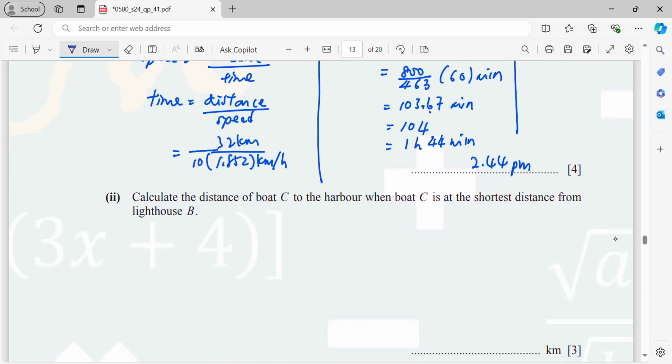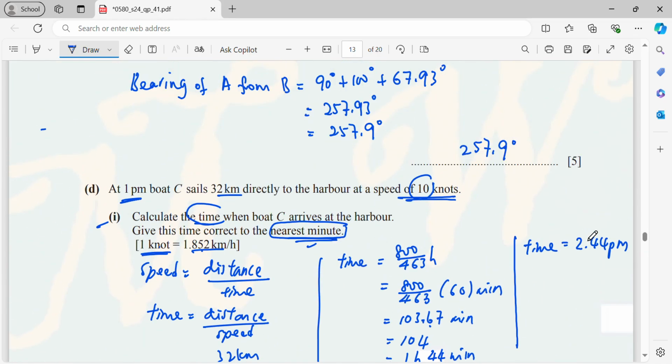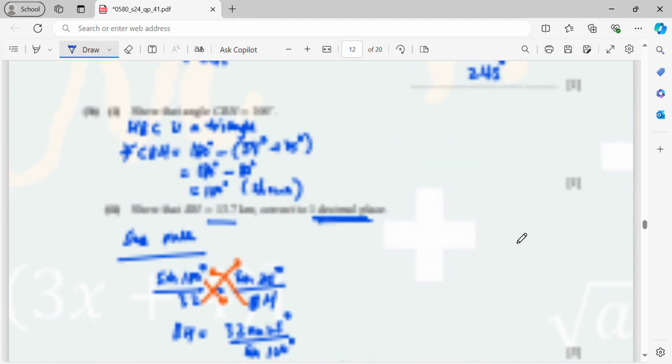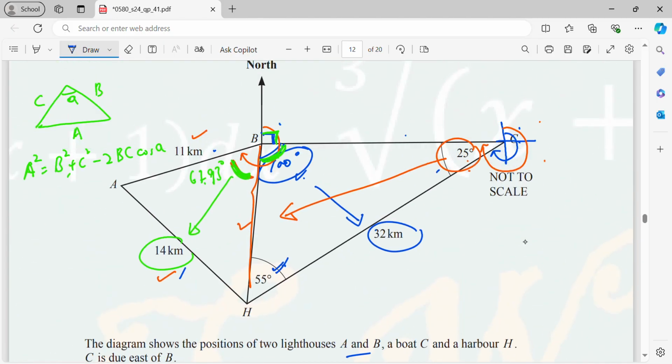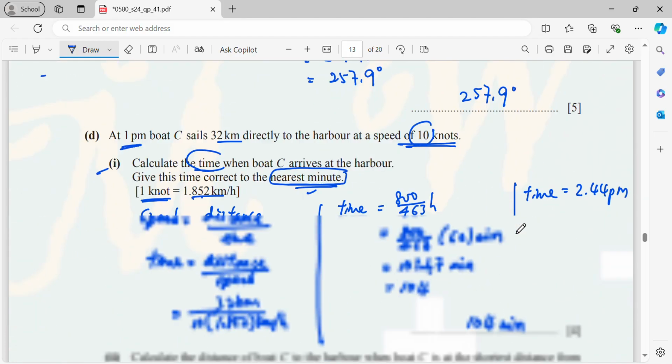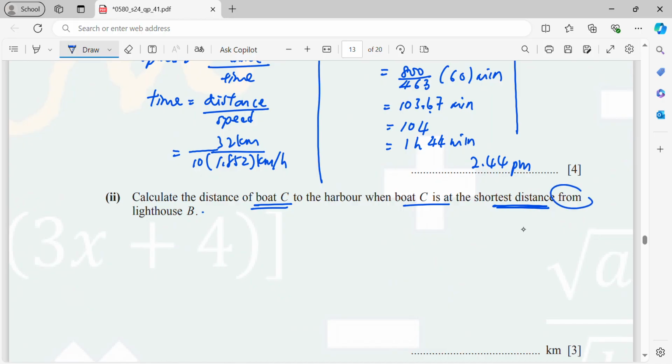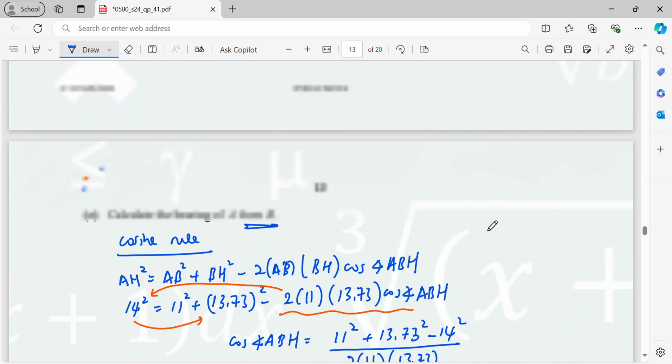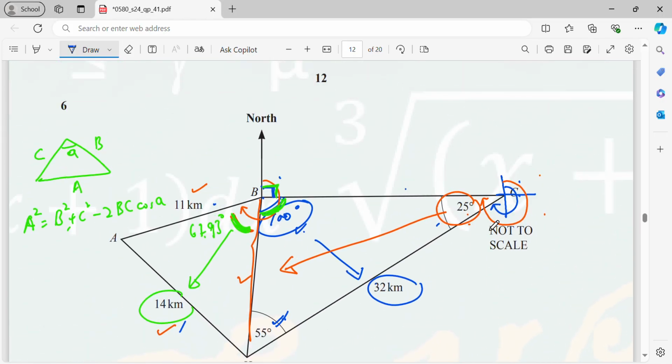Okay, now part 2, calculate the distance of boat C to harbor when C is at the shortest distance from lighthouse B. So you need to find the distance when C is at the shortest distance from B. The shortest distance means it is 90 degrees, right? So from lighthouse B you have to draw a line perpendicular to C.